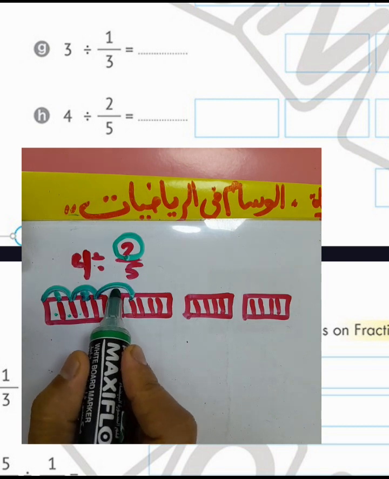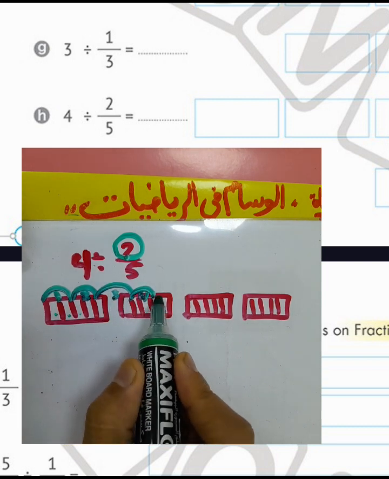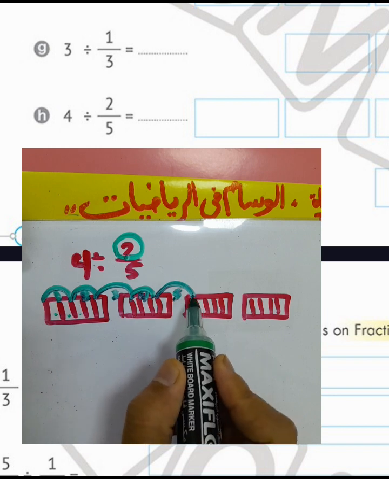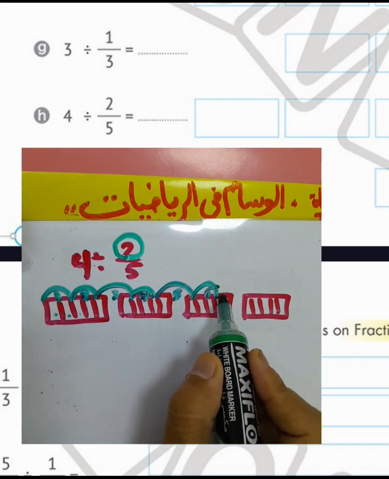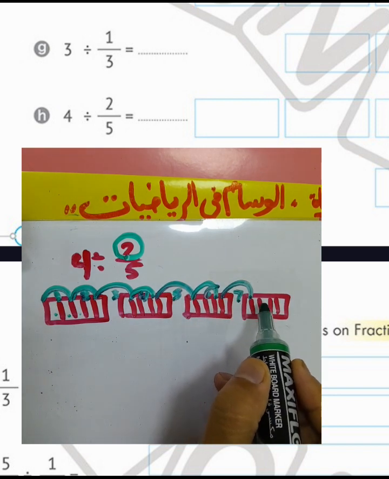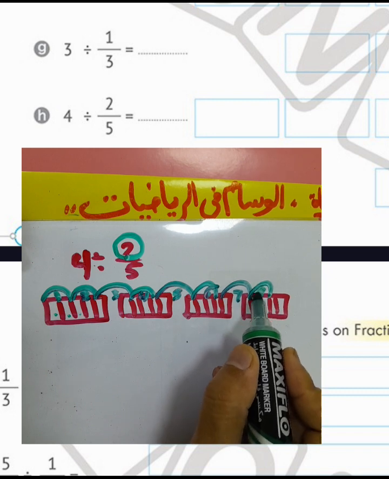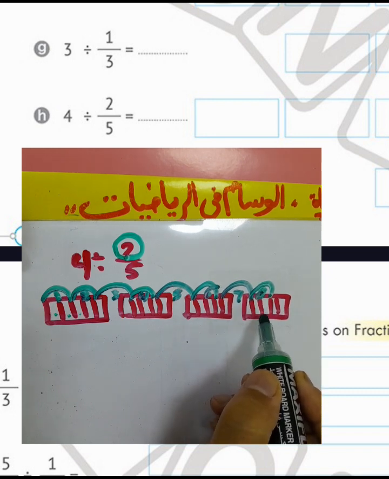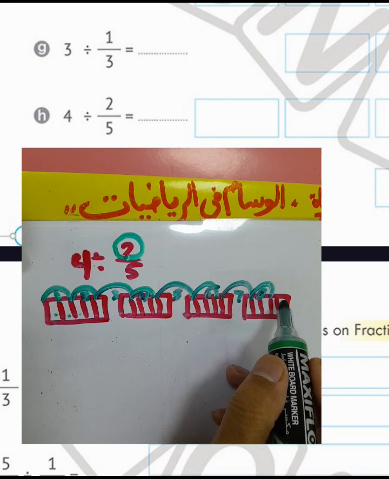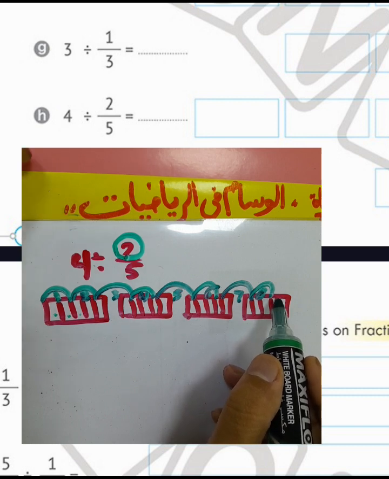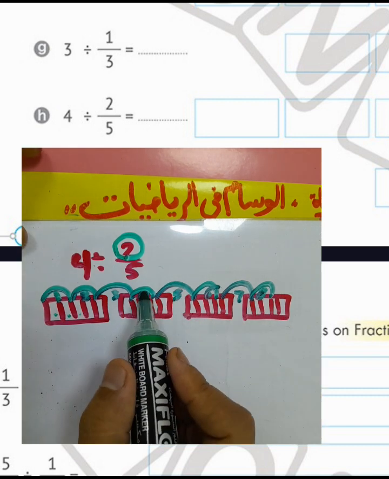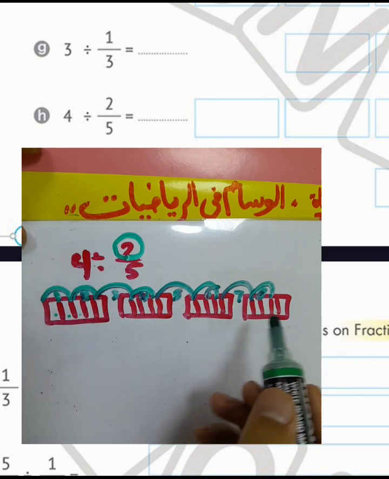Count with me: 3, 4, 5, 6, 7, 8, 9 and 10. Again 4, what do we have as the remainder?